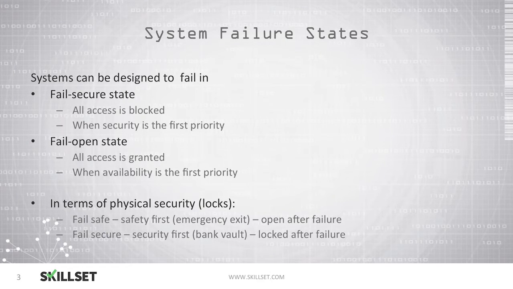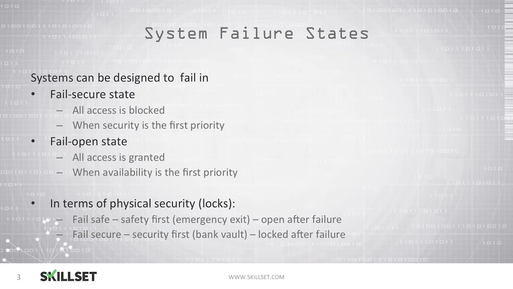There are different ways that systems can be designed to fail. A fail-secure state is where all access is blocked when a system stops working properly. With these types of systems, security is the first priority, so when a failure occurs, it simply denies access to everyone. A system that fails open is when everyone is granted access when an error occurs, and this is traditionally used when availability is the most important priority.